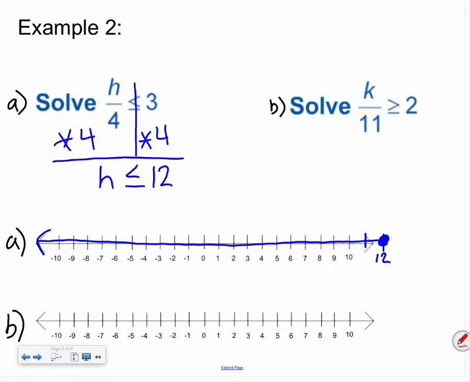All right, let's do letter B. We have k divided by 11, or k over 11, is greater than or equal to 2.